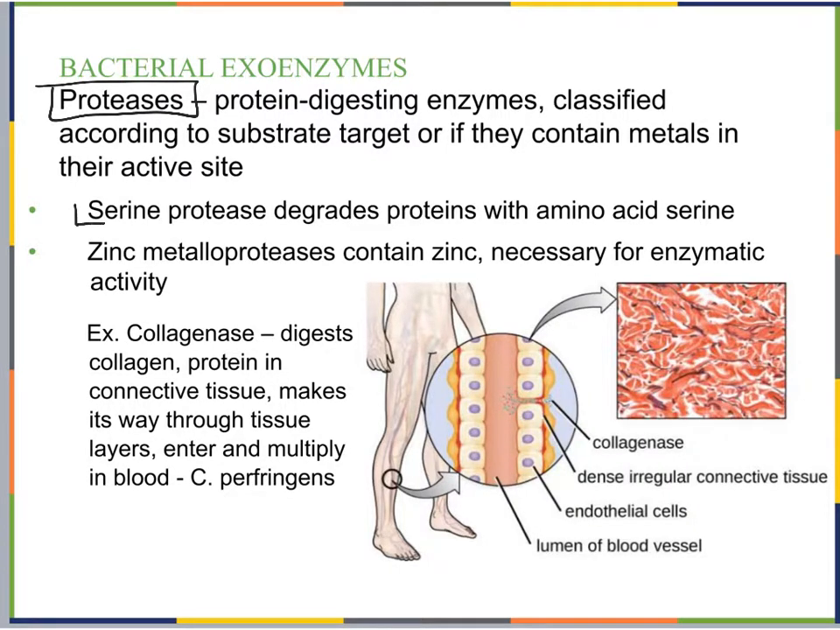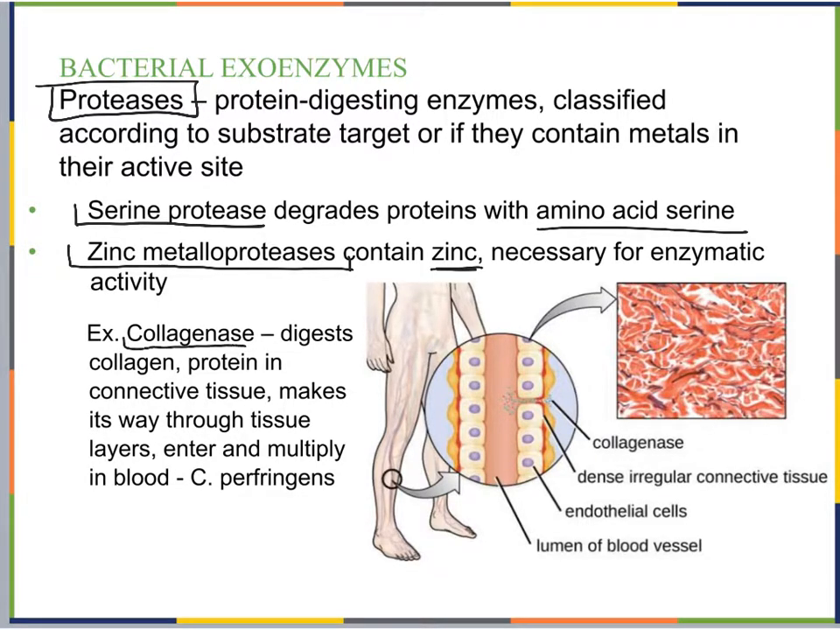So for example, serine protease is going to degrade proteins that have the amino acid serine. It is not able to break down other proteins, it has to break it down at the serine. So if that amino acid serine is present, then it can utilize that protease. Another one, zinc metalloproteases. As their name implies, they contain zinc, which is necessary for their enzymatic activity. It's necessary for it to go in and break down these proteins.